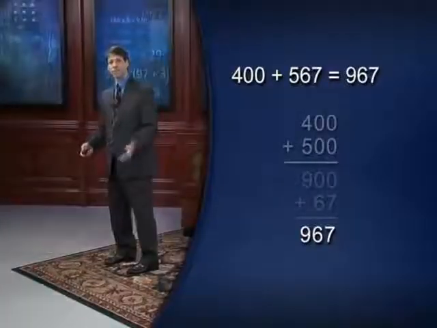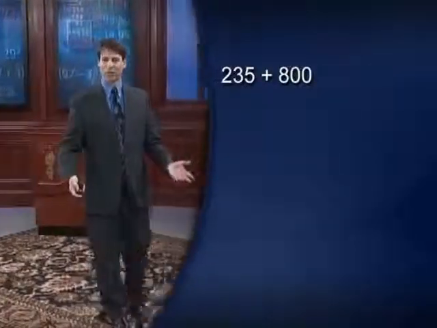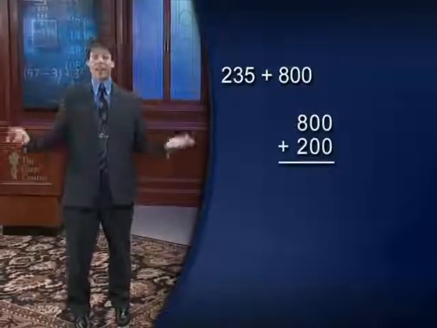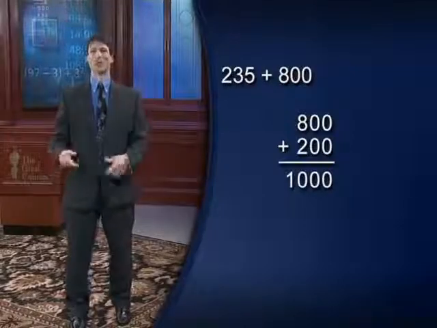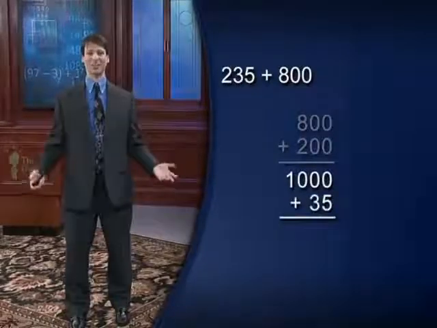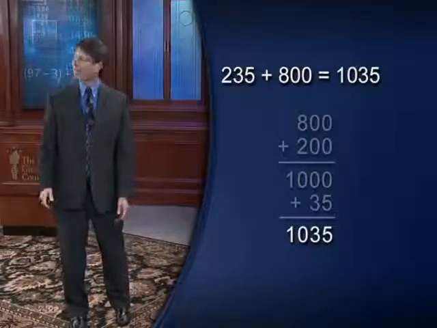967. Let's do 235 plus 800. Now 200 plus 800 is 1000, 1,000. So 235 plus 800 is 1035. The next easiest problems are when both numbers are multiples of 10.